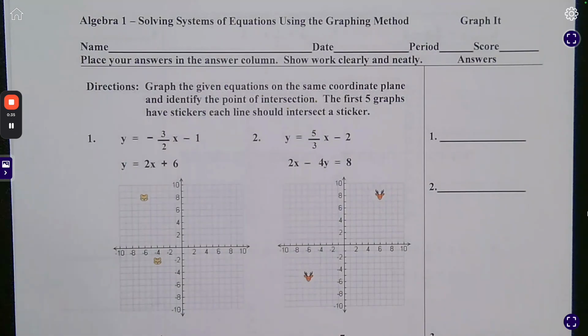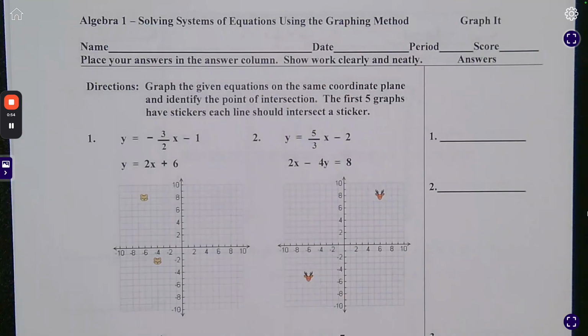Well, there's actually three possible solutions. They'll intersect at a point. They'll intersect at no point. That means there'll be no point of intersection. And then they could intersect at every point, which is infinite points of intersection. All right, so there's three possibilities: 1 point, no point, or infinite points.